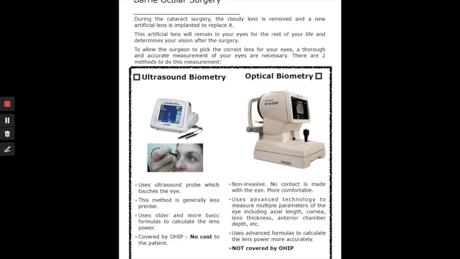Now I have to mention that whichever you choose does not affect the safety profile of the surgery. The surgery is very different than the measurements. However, depending on which one you choose, it affects the visual outcome of the surgery for sure. And the visual outcomes tend to be better with optical biometry because, again, of a better accuracy.